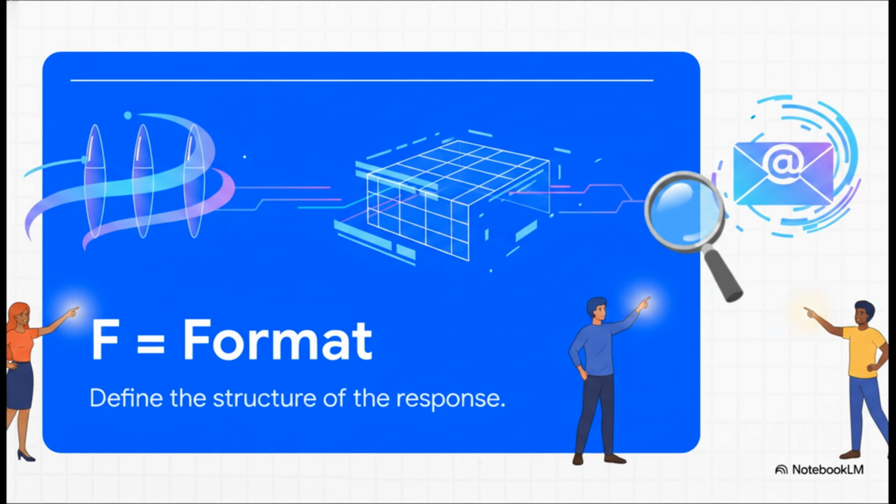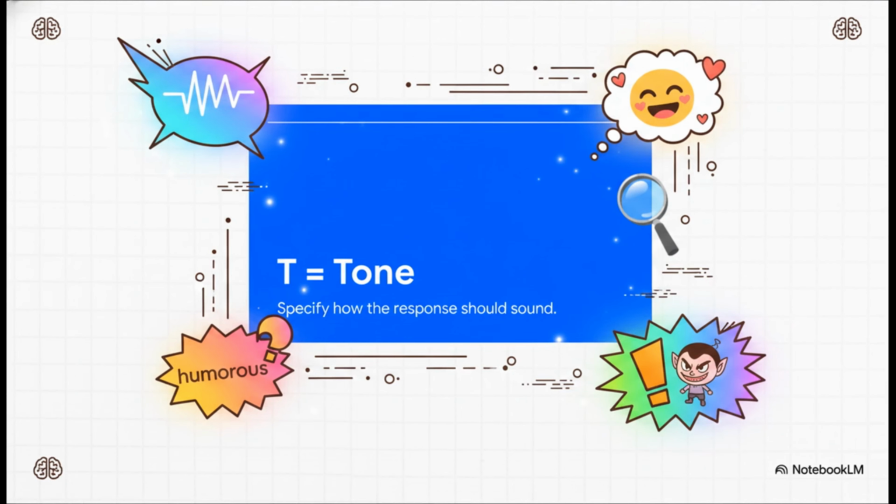Now F is for format. And honestly, this one is just a huge time saver. How do you want the answer to look? Do you want it in bullet points, in a table, maybe as a professional email? When you specify the format, you get a response that's already structured exactly how you need it. No more tedious editing.